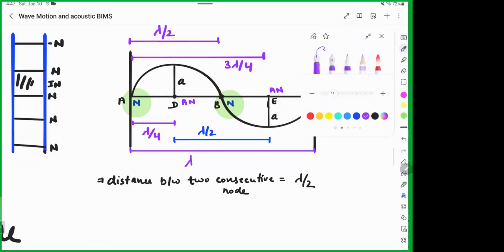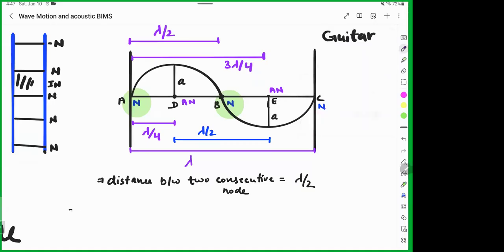So, Jordan, what will be the distance between two consecutive nodes? Between two consecutive nodes, it will be lambda by 2. So can we say in between two consecutive nodes or antinodes, the distance will be the same, that will be lambda by 2? Yes, sir.